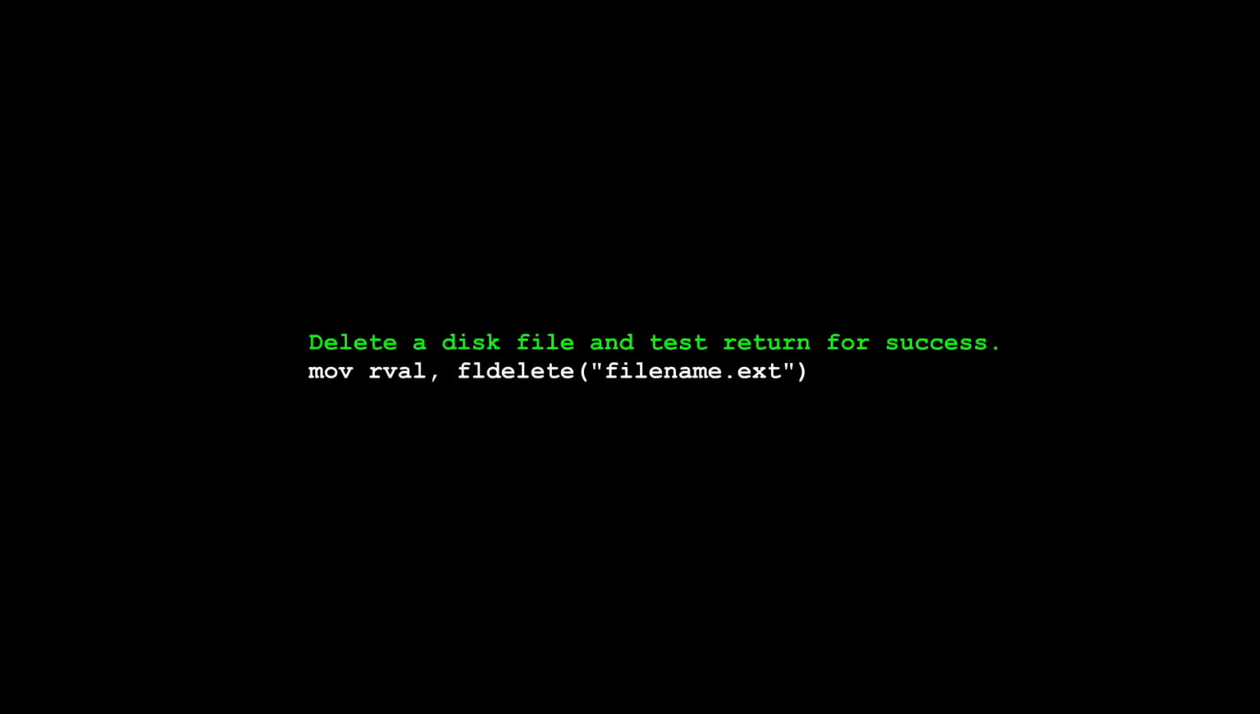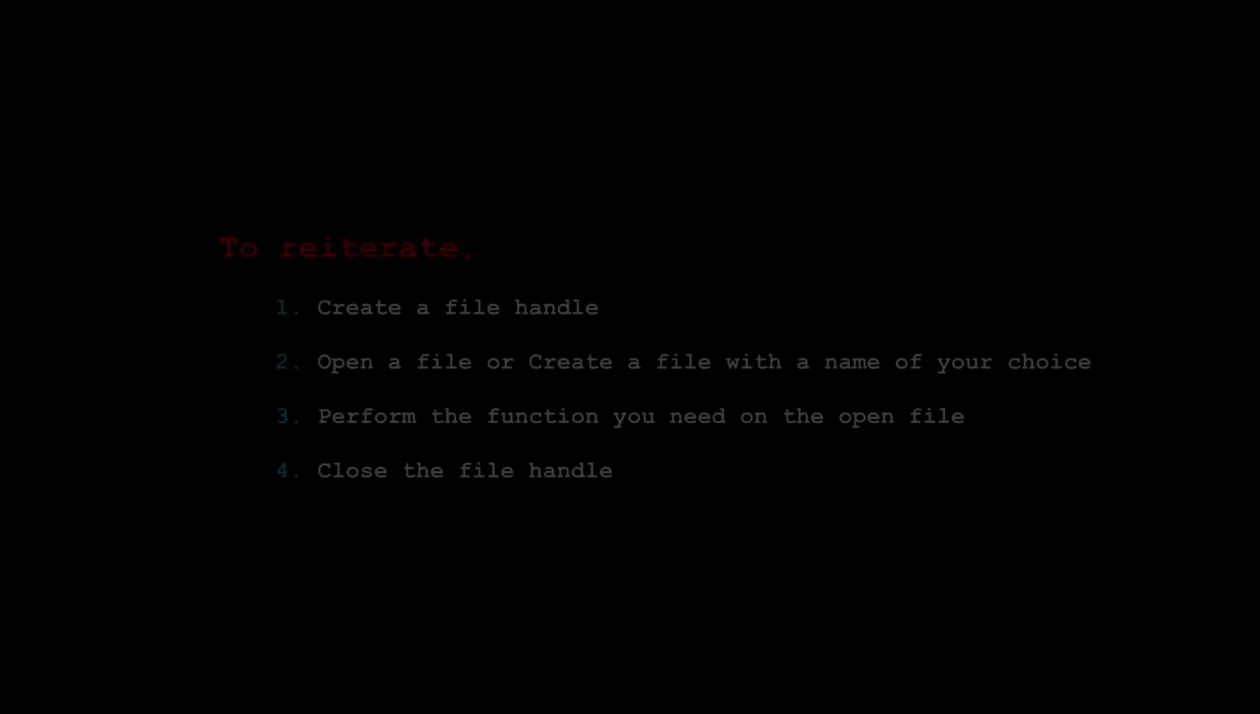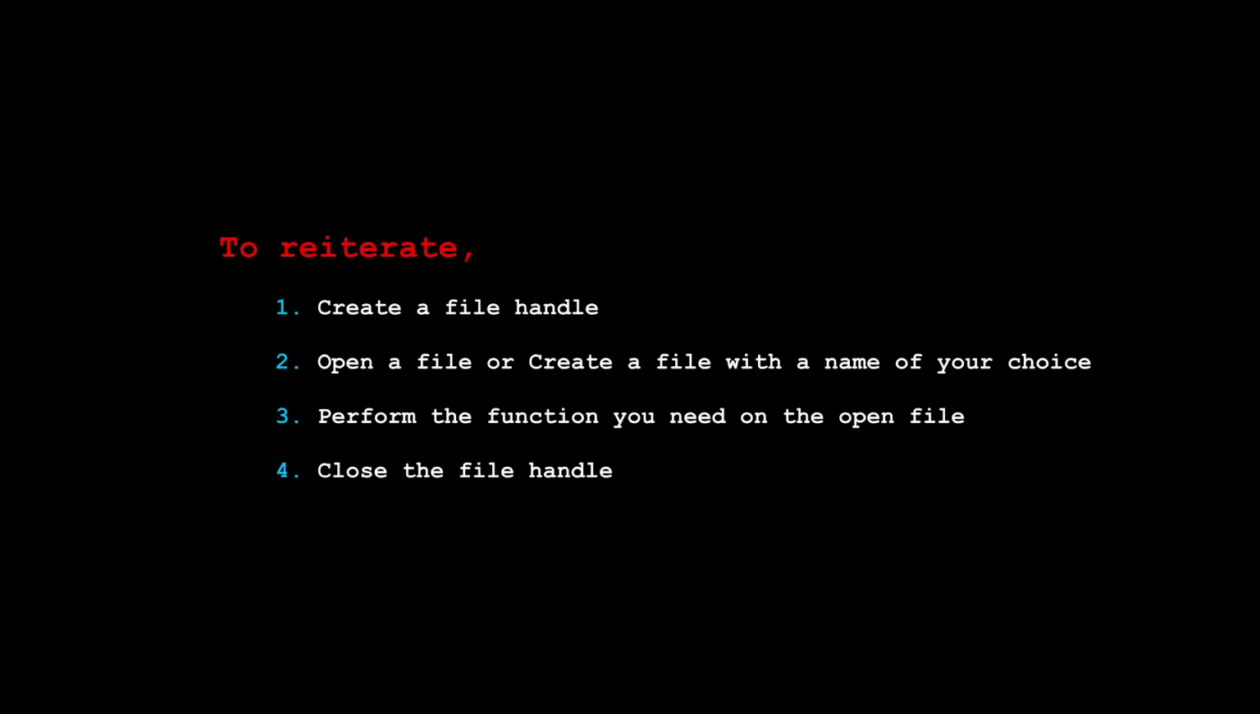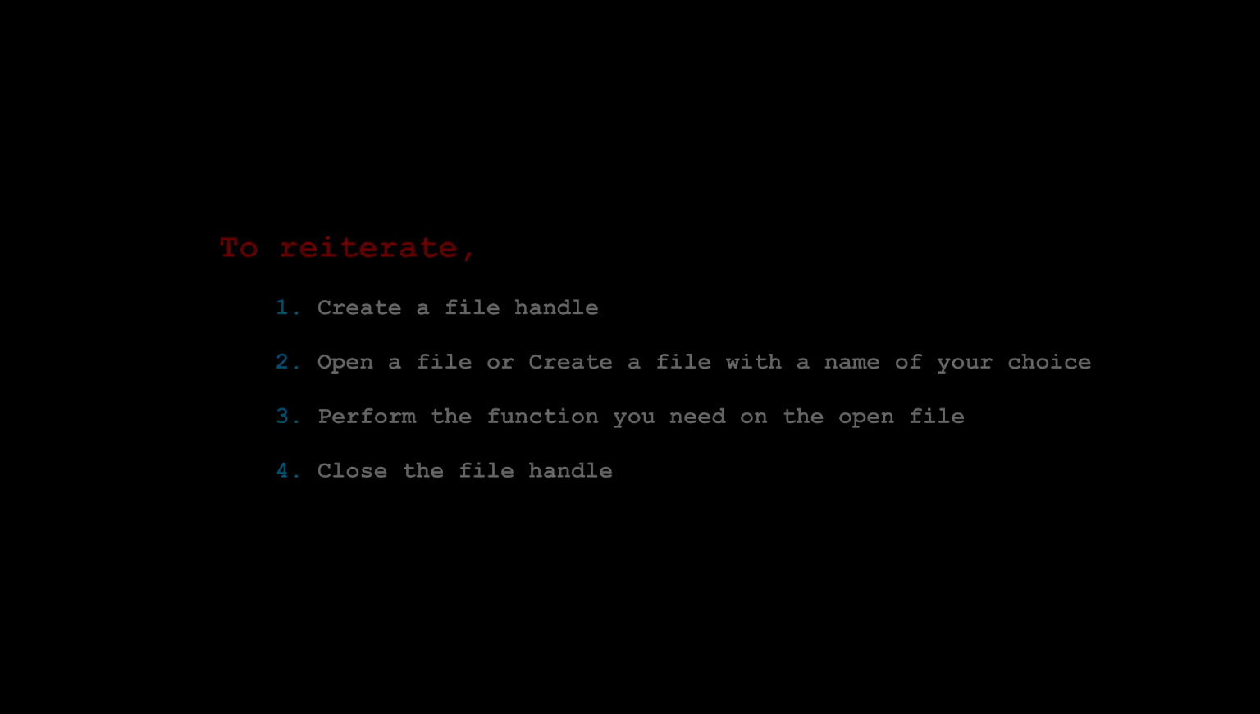Lastly, there is a macro to delete files that does not depend on the file being open. fldelete simply takes the name of the file to delete. This is a wrapper around the system function delete file. To reiterate, create a file handle, open a file or create a file with a name of your choice, perform the functions you need on the open file, then close the file when you are finished.